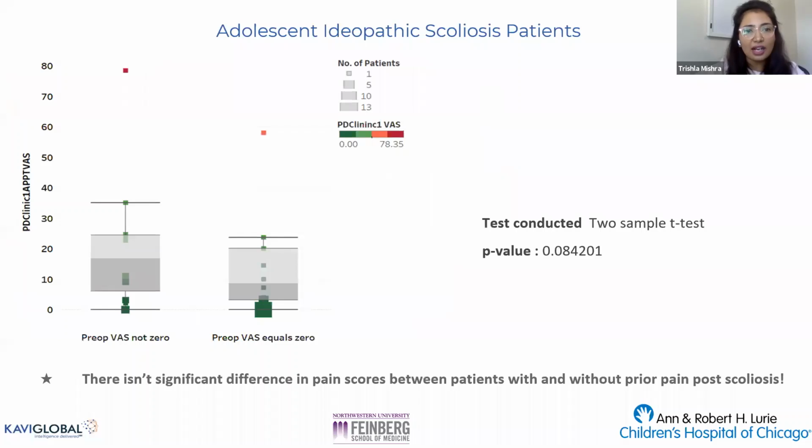Now, in this graph, what you see is the comparison of 1 month later pain scores between both the groups of patients. Now, you can see the difference is not significant based on the results of the 2-sample t-test. So we concluded that the pain experienced by both these groups of patients 1 month later is almost the same.